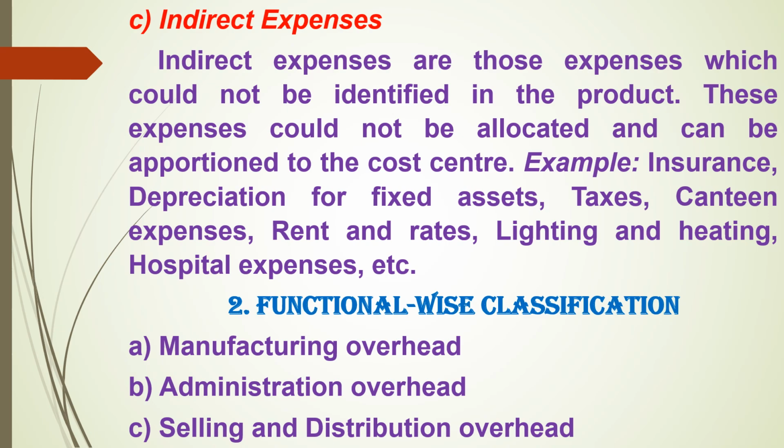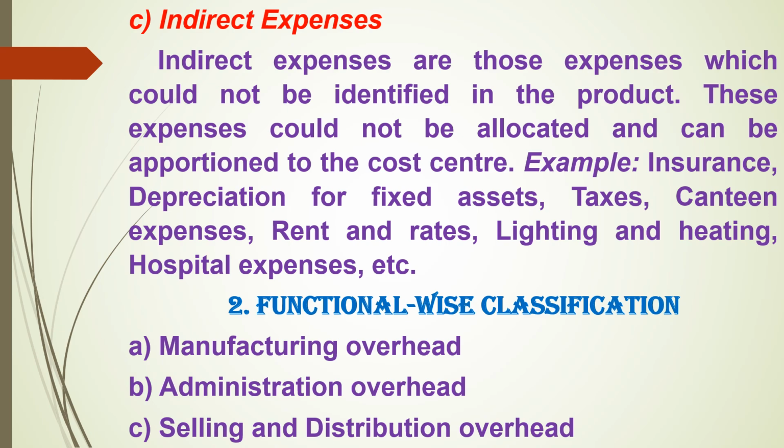C. Indirect expenses. Indirect expenses are those expenses which could not be identified in the product. These expenses could not be allocated and can be apportioned to the cost center. Example: insurance, depreciation for fixed assets, taxes, canteen expenses, rent and rates, lighting and heating, hospital expenses, etc.